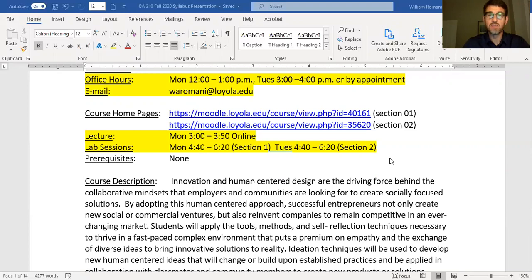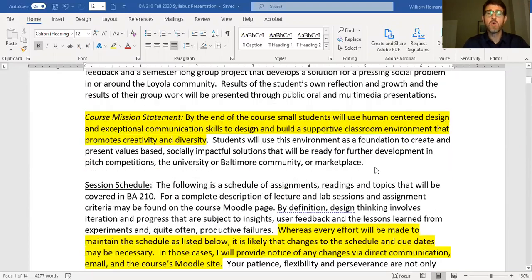and just put a lot of time into the group projects that you're going to be working on throughout the semester. The course mission statement is, and a real key part of this is, for students to use human-centered design and exceptional communication skills to design and build a supportive classroom environment that promotes creativity and diversity.